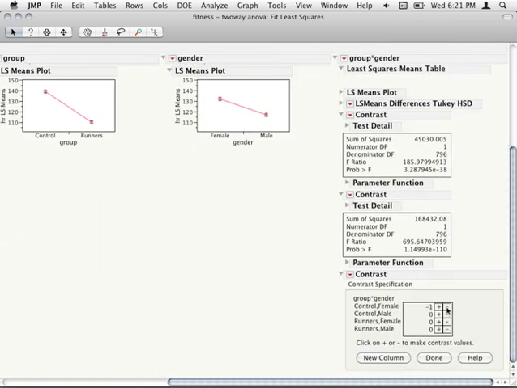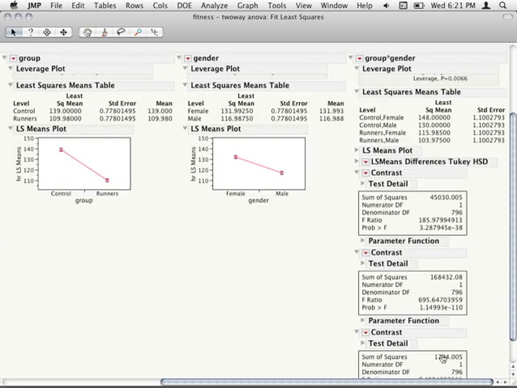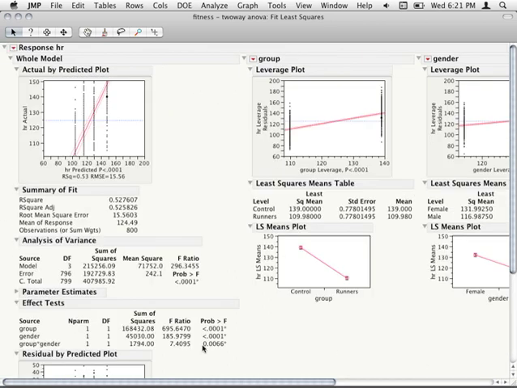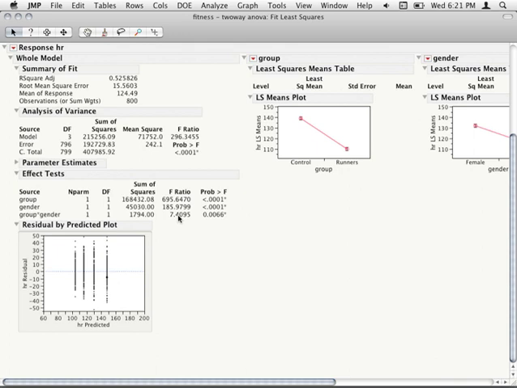So we can just do negative, positive, positive, negative, or positive, negative, negative, positive, either way. And look at what that comes out with. So 7.40 and 0.006, and indeed that's exactly what our interaction term is there, right? So these effect tests are really just specified contrasts.